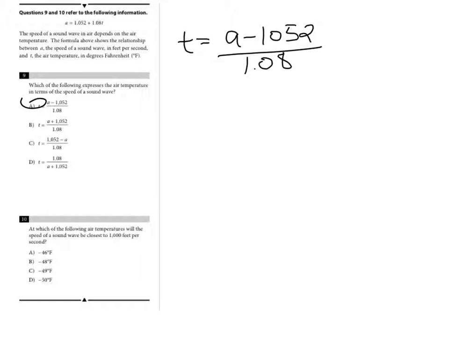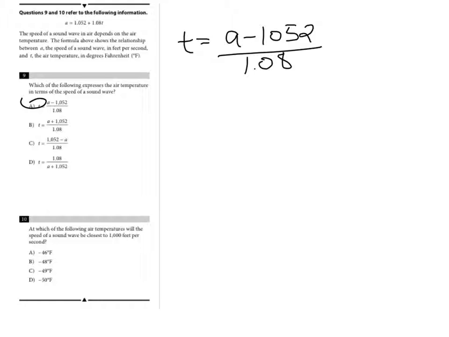Going off of question 9, let's look at question 10 now. At which of the following air temperatures will the speed of a sound wave be closest to 1,000 feet per second? Remember that in our original question, it said that t was the air temperature and A is denoting the speed of a sound wave.